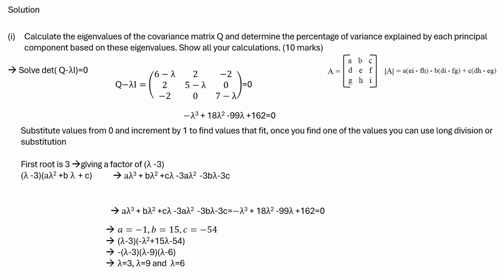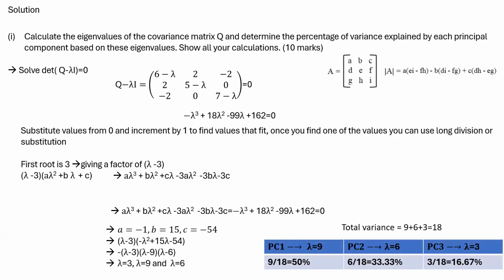So 9 obviously is the biggest, but we need to see how big it is compared to the other ones. We know that the total variance is the total of those eigenvalues. So 9 plus 3 plus 6, we get 18. Now if we wanted to find out the contribution of each, we just get the percentage. How much do they contribute to 18?